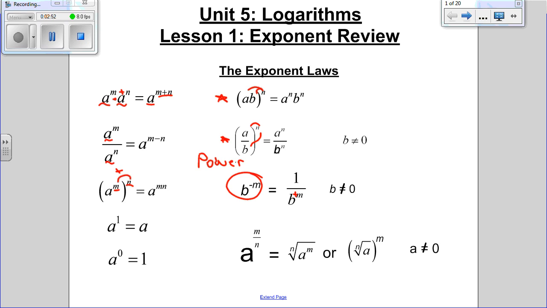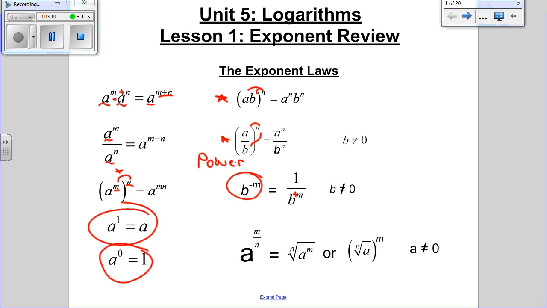The last two rules: anything to the power of 1 is just itself. Anything to the power of 0 is 1. That's one people tend to forget. Anything to the power of 0 equals 1. That one's a hard proof to explain. People usually get stuck on it.